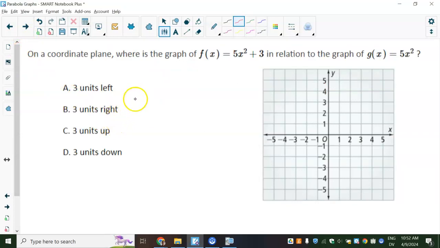Okay, so this one, again, you could graph on the calculator, or you just got to know the transformation stuff. What does this plus 3 do? We started with 5x squared, but then what if you slap a plus 3 on the end of it? So pause the video, give this a shot.